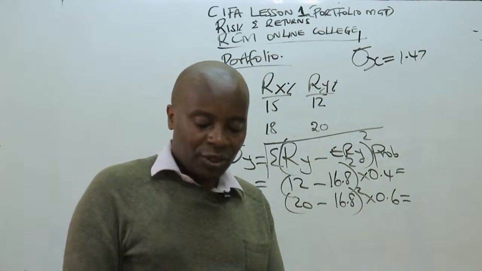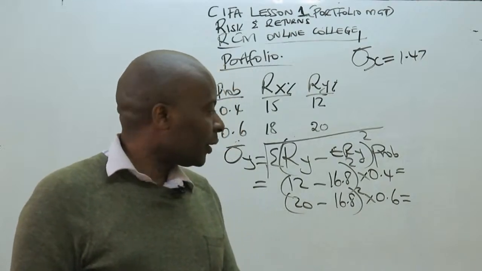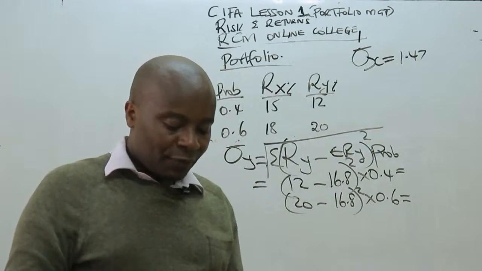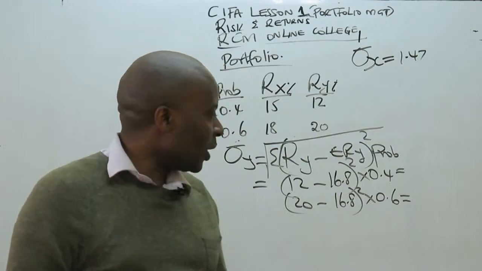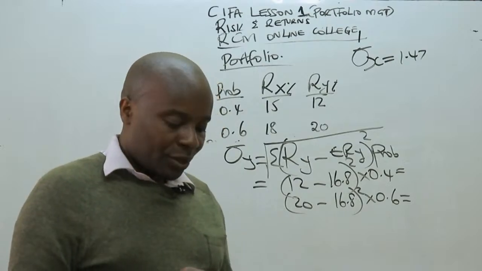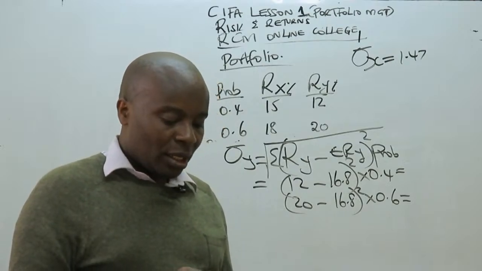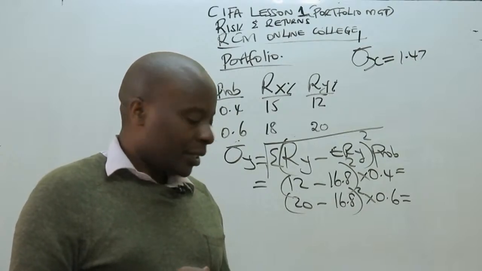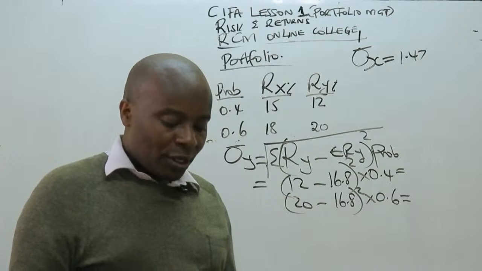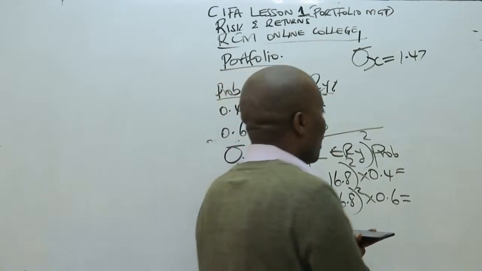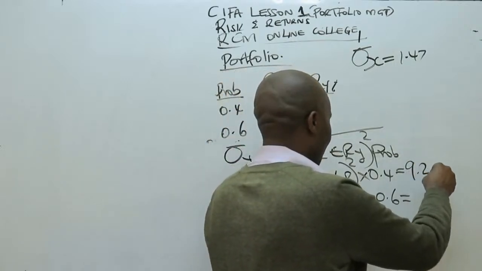Give us figures, ladies and gentlemen. We have open brackets, 12 minus 16.8, close brackets, squared, times 0.4. When you multiply by 0.4, I'm able to see 9.216.